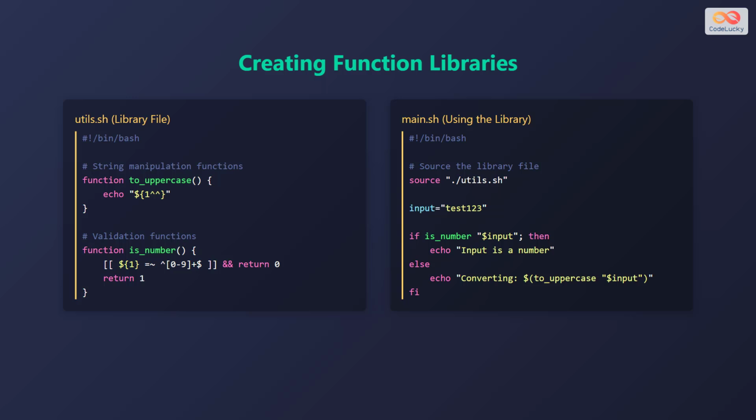The script then calls the isNumber function to validate an input and converts the input to uppercase using the toUppercase function if it is not a number.